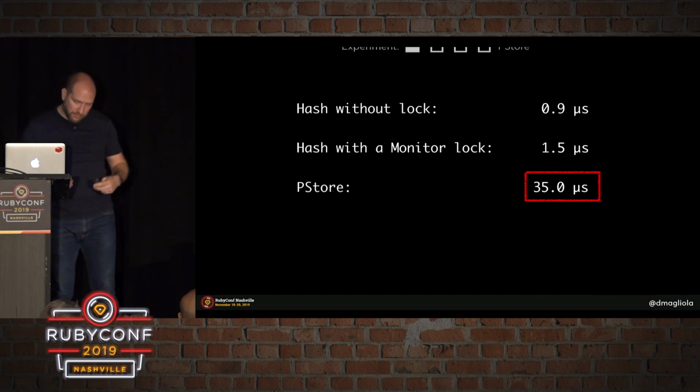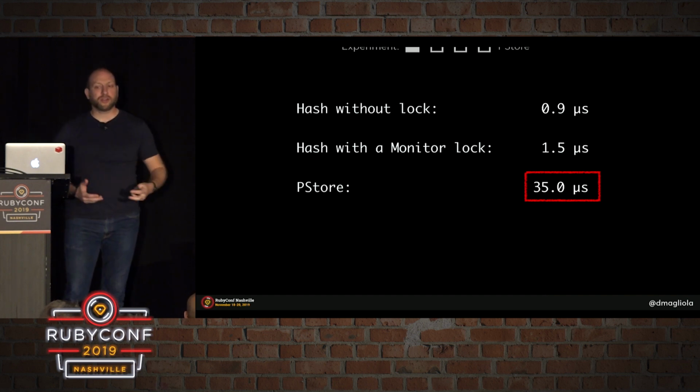But let's take one step back. What are we trying to do here? Well, basically, we're trying to have a chunk of memory that is shared between all the different processes, right?